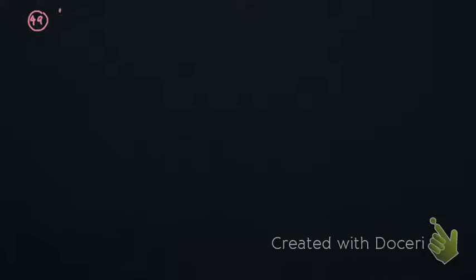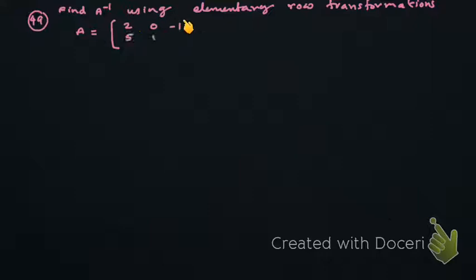In this video, we're going to look at one more question to find out the inverse of a matrix using elementary row transformation. My question says find A inverse using elementary row transformations, and this is the matrix A. And we know the method.